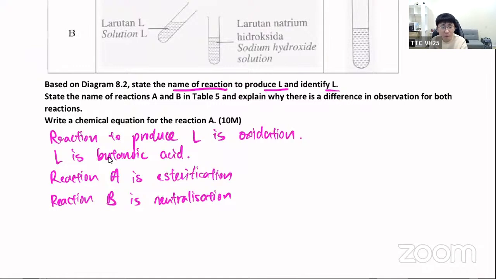And now the next 4 marks enough. Wait, don't. We aim for more. So explain why there's a difference in observation for both reactions. So why is there a difference in observation then?